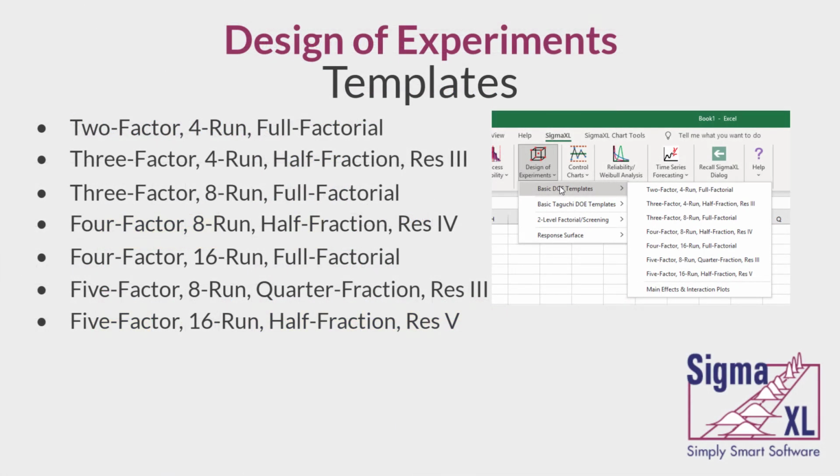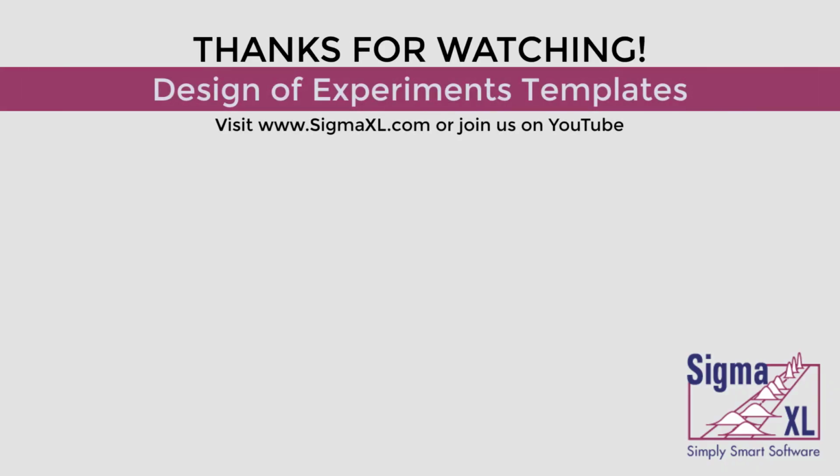These DOE templates are ideal for learning and creating basic two-level design models with 2 to 5 factors. In the next video of this series, we will explore a more powerful menu-driven two-level factorial screening design tool, which can potentially accommodate up to 19 factors with randomization, replication, and blocking. This concludes the tutorial video for Design of Experiments Templates, part 1 of 3 in our DOE video series.